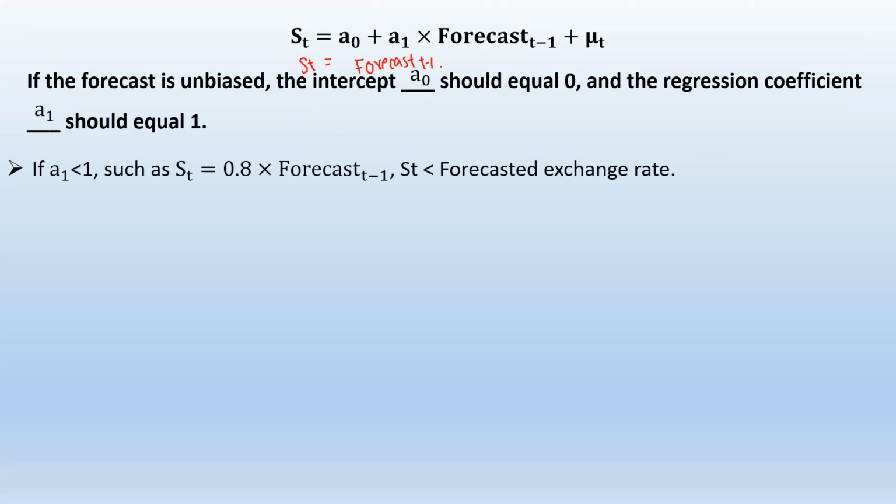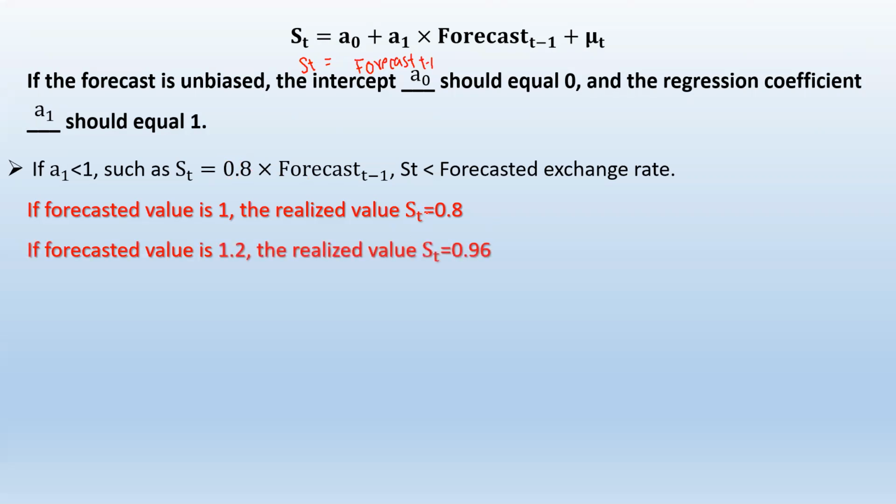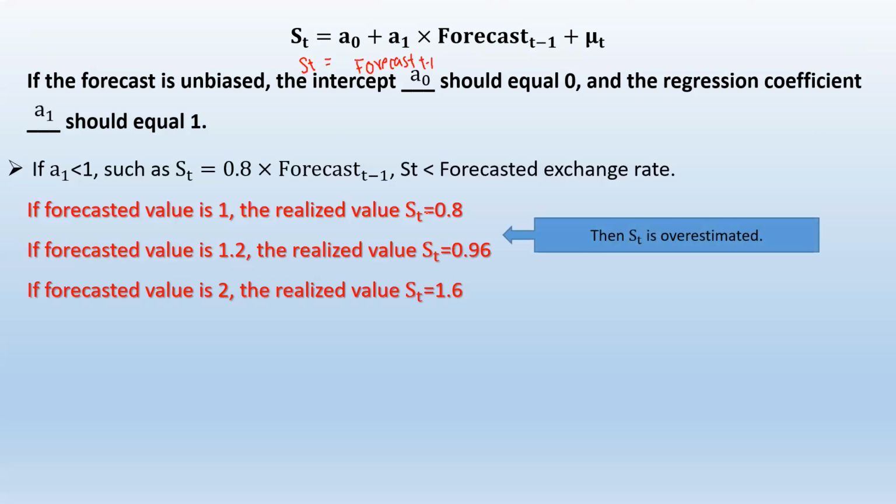If A1 is less than 1, this means the model overestimated the realized value. If the forecasted value is 1 and the coefficient is 0.8, which is less than 1, the realized value is 0.8. If the forecasted value is 1.2, then the realized value is 0.96. If the forecast value is 2, then the realized value is 1.6. So ST is overestimated by the model.